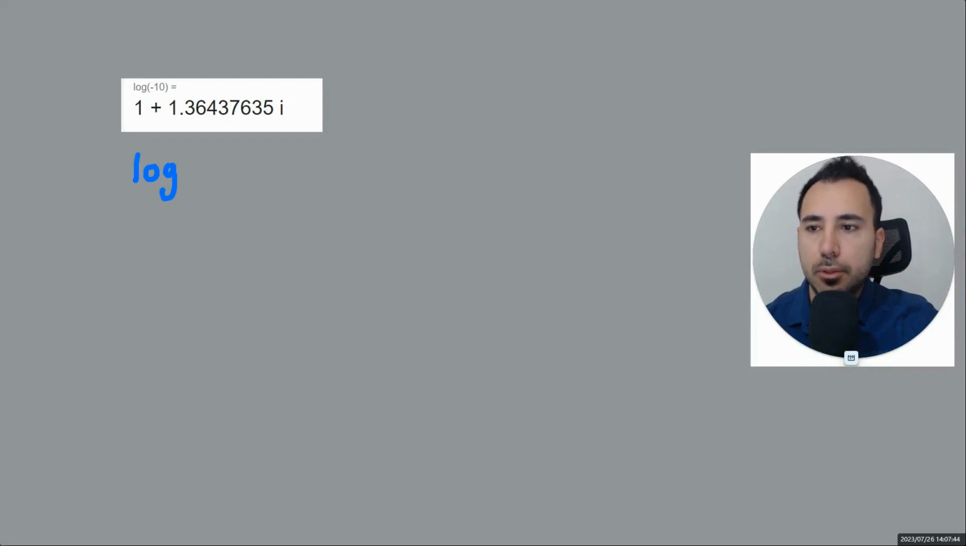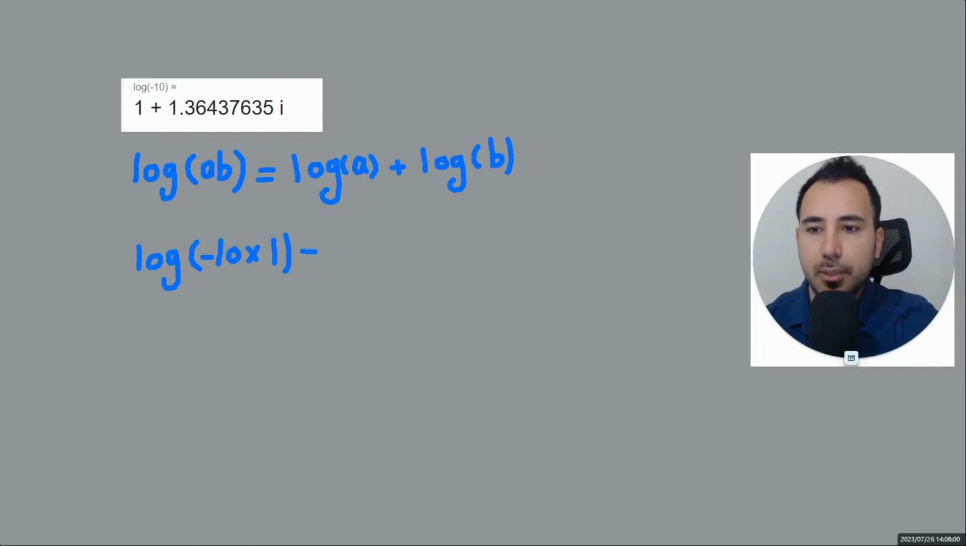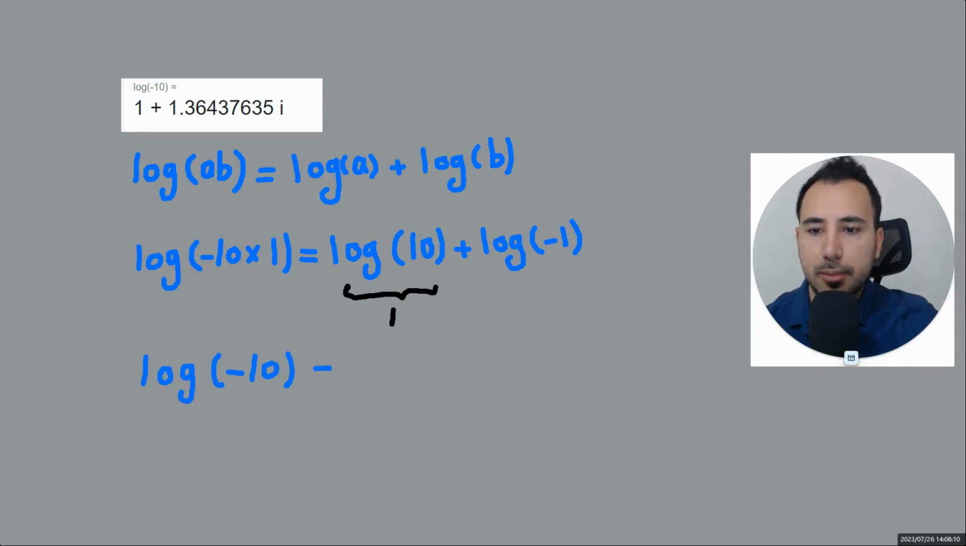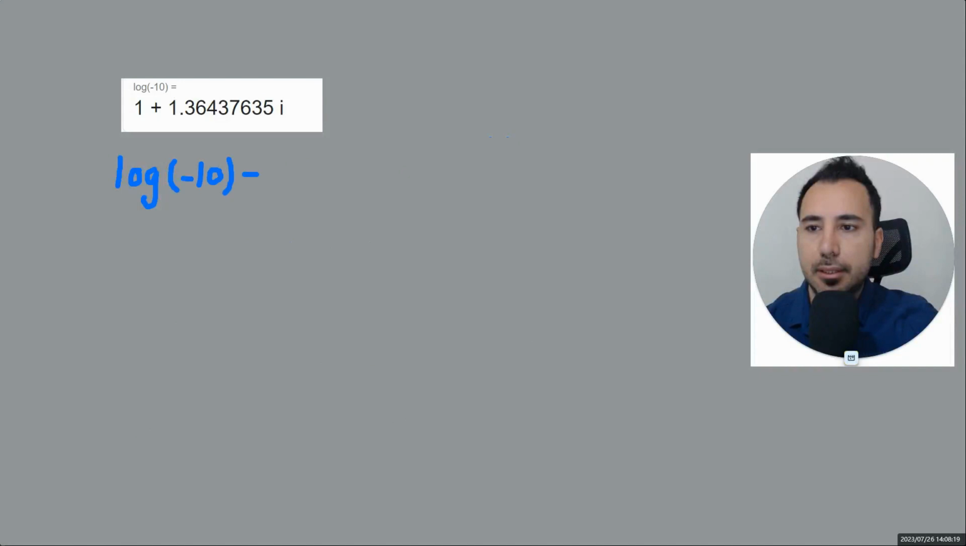I hope you remember logarithm rules. We had log AB is equal to log A plus log B. So let's just write negative 10 as negative 10 multiplied by 1. By using this formula, we're going to have this as log 10 plus log negative 1. And log 10 is equal to 1, so the expression really becomes 1 plus log negative 1. Let's write it here: 1 plus log of negative 1.